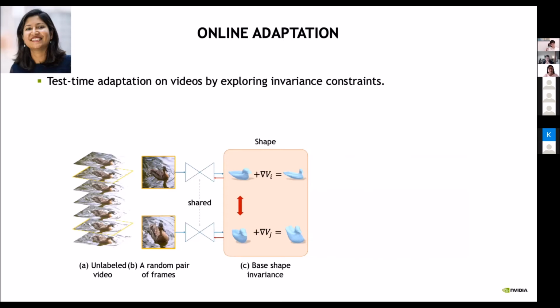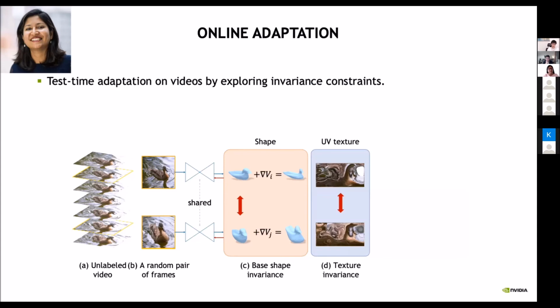For shape invariance, as we discussed previously, since the identity or characteristics of an object, or of the bird in our case, don't change over time, we enforce that the predicted base combination shape of the object be consistent across all frames of the video. For texture consistency or texture invariance, we enforce that the predicted UV texture map of an object be consistent for each frame of the video over time.